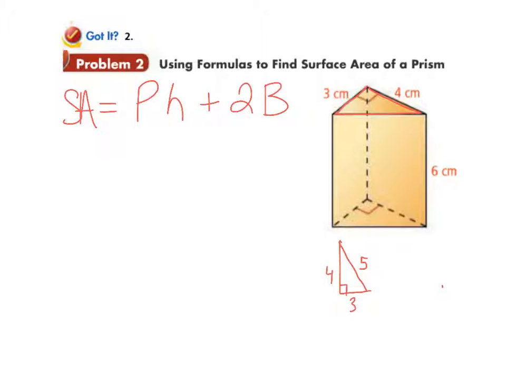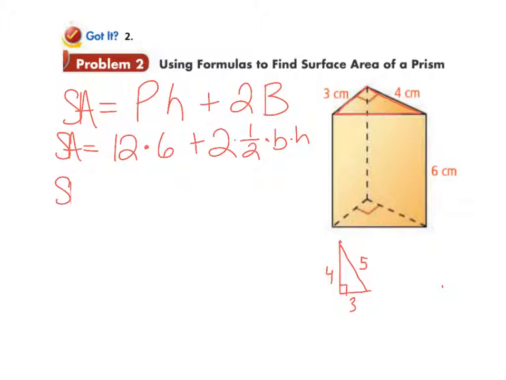Ultimately, though, remember, I'm looking for the perimeter. So that'd be a 3 plus 4 plus 5. That's 12. So my surface area is equal to 12 times the height. That's 6. Plus 2. And now I have to do area of the base. Now, the base formula in this example is a triangle, so that would be 1/2 base times height. Now I'm going to go through and find the base and the height in this triangle so I can fill that in.